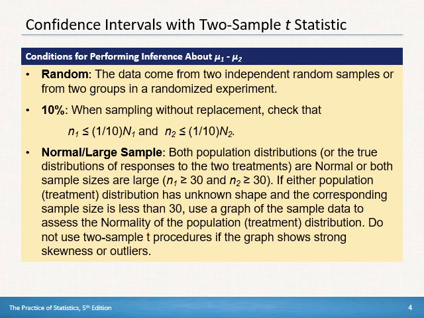And then if the sample sizes are less than 30, then we need to graph each of the sets of sample data in, I would suggest, 2 box plots and check for outliers or strong skewness in those 2 box plots.